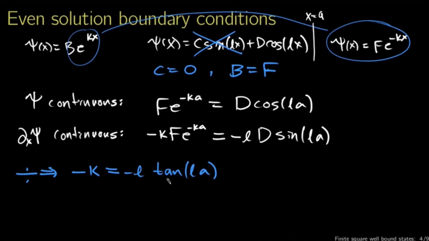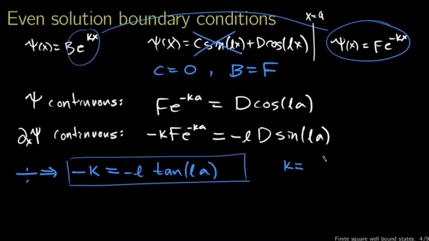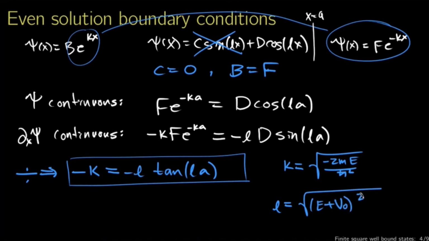So the equation that we have as a result of applying our boundary conditions is minus k is L times the tangent of La, where, just for the sake of completeness, k is defined to be the square root of minus 2mE over h bar squared. Most of the time I bring the h bar squared out of the square root. And L is defined as the square root of E plus V naught, 2m over h bar squared. The constants have identical units, and they relate the energy of the wave function to the potential.